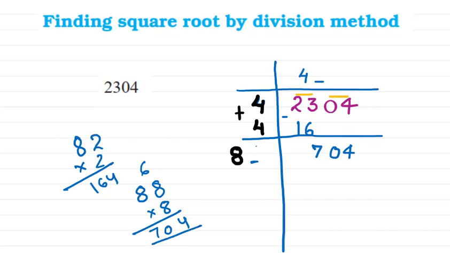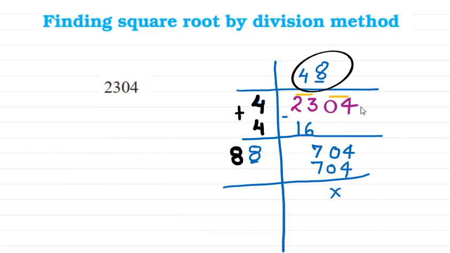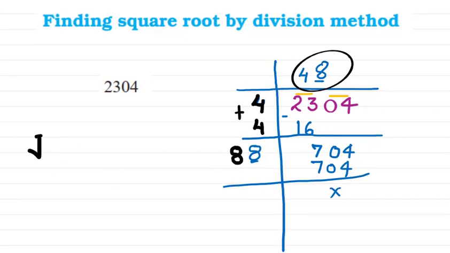So here the number we are going to write will be 8. Here also 8 will come, and the result we get is 704, and the remainder is 0. So what will be our square root? The square root will be 48. So from here we got the square root of 2304 is 48. Okay, so this is the method to find squares using the division method.